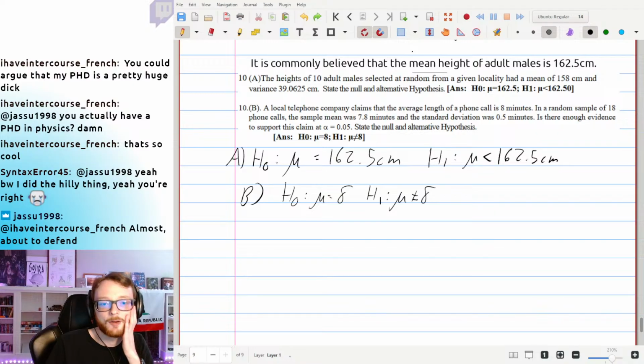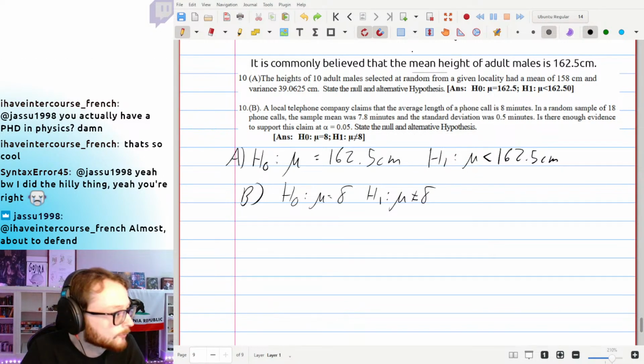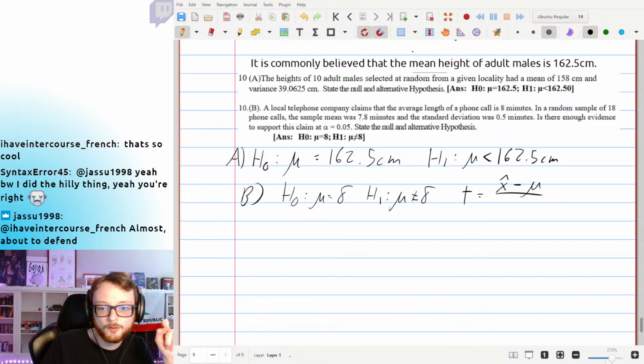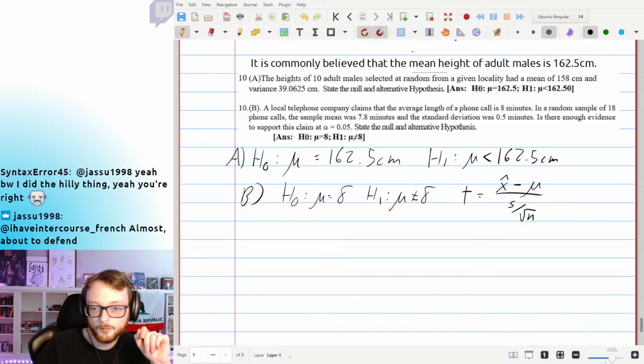And so I assume they want us to carry out the actual t-test here. This is where I'm going to need to Google a few things, because if I remember off the top of my head, the t-statistic is x hat, the sample mean, minus the null hypothesis mean, divided by the sample standard deviation S over the square root of the sample size. But let me verify that.